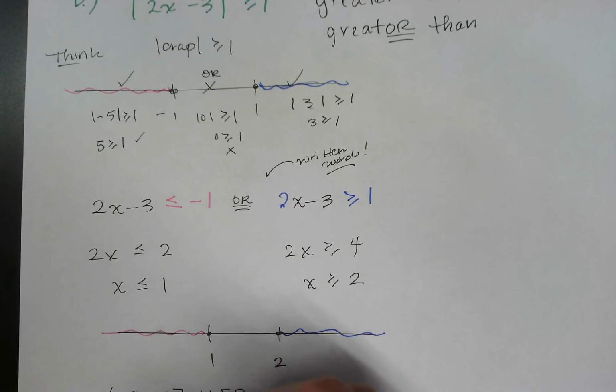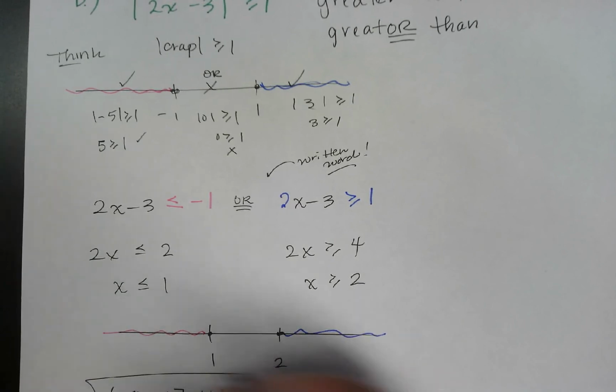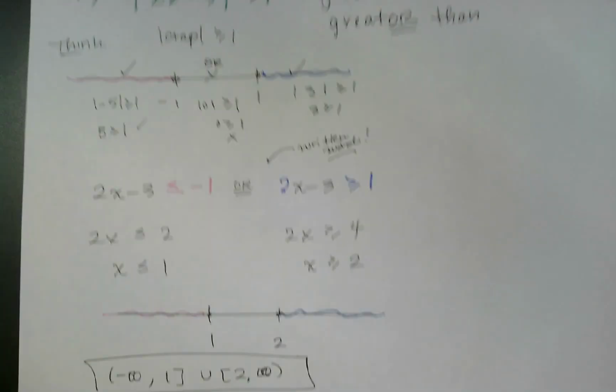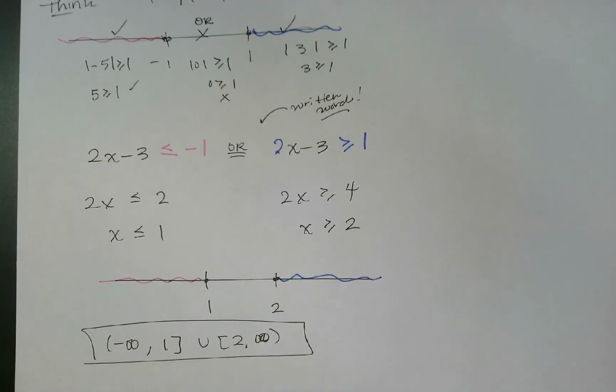Remember, infinities get soft brackets. Okay. So absolute value inequalities are very, very annoying. So you got to do a lot of thinking. Make sure you set them up correctly. Here's C.